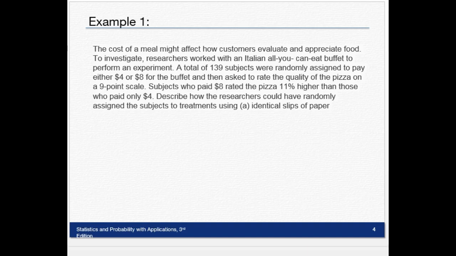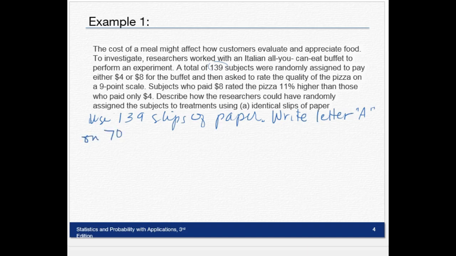Okay, so we're just talking about how could the researchers have assigned them. All right, this is going to go back to when we did random sampling. It's going to feel very similar, but now we're talking in terms of an experiment. So there's 139 subjects, right? So we need to use 139 slips of paper. Now we have two groups, the $4 group and the $8 group, right? So we're going to write letter A on 70 of them and B on the remaining 69. Just kind of split it as evenly as we can. So we're going to write letter A, 70 slips.